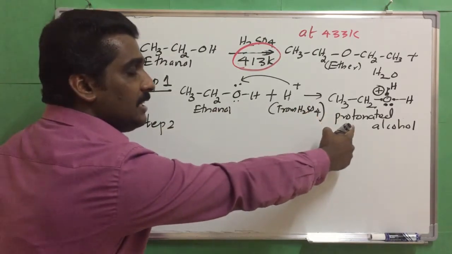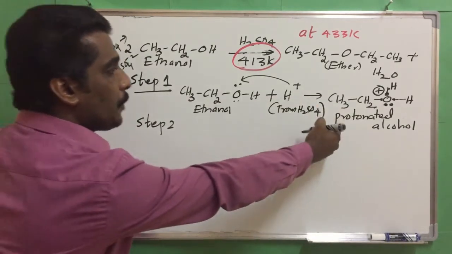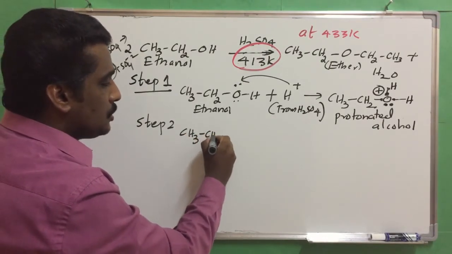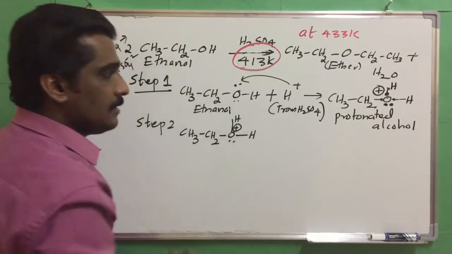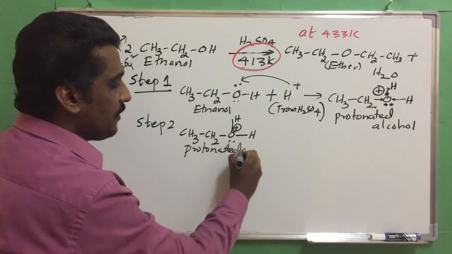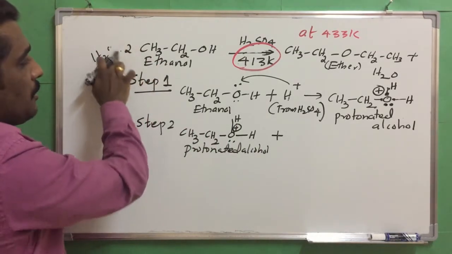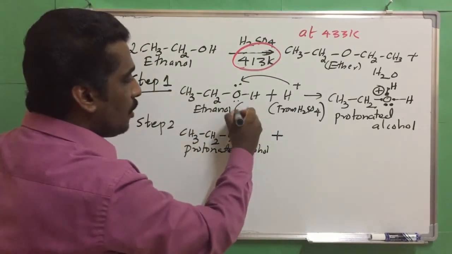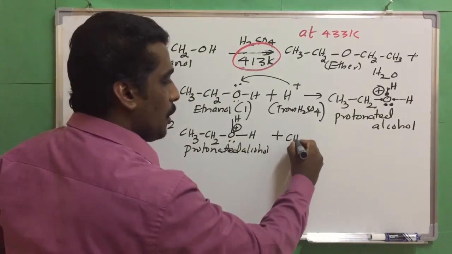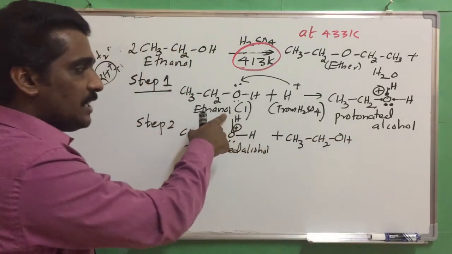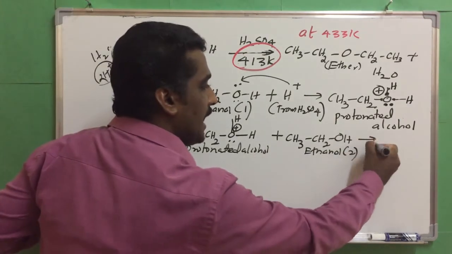In step 2, protonated alcohol will react with another ethanol molecule to form another intermediate. Listen here. Protonated alcohol, CH3, CH2, O, then H, here one positive charge, H. This is the protonated alcohol formed in the first step. It will react with the second ethanol molecule, because in the beginning I wrote 2 ethanol. One ethanol already reacted. And this protonated alcohol will react with the second ethanol molecule, CH3CH2OH. Not this one, this is ethanol 1. This is ethanol 2.